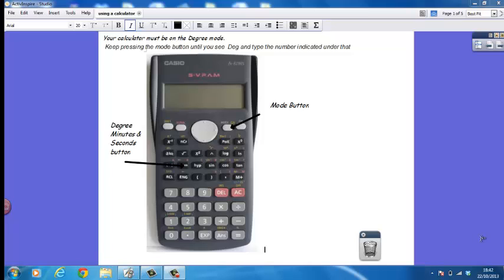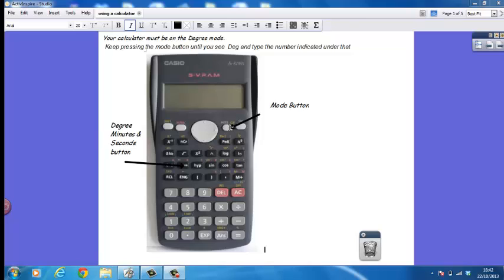Hi, in this lesson, we're going to talk about using the scientific calculator for trigonometry. Firstly, my calculator must be in the correct mode, which is the degree mode. There should be a D appearing on your screen. Now, if that does not appear, I'm going to show you how you can get that.